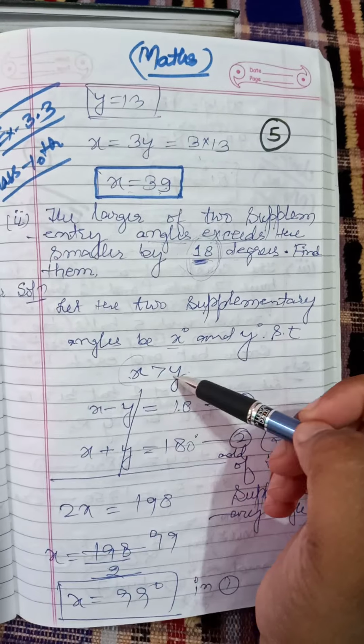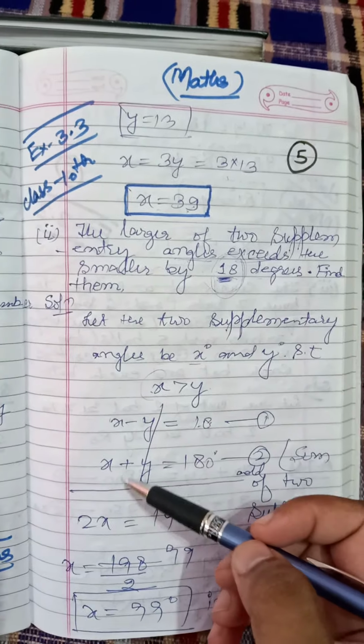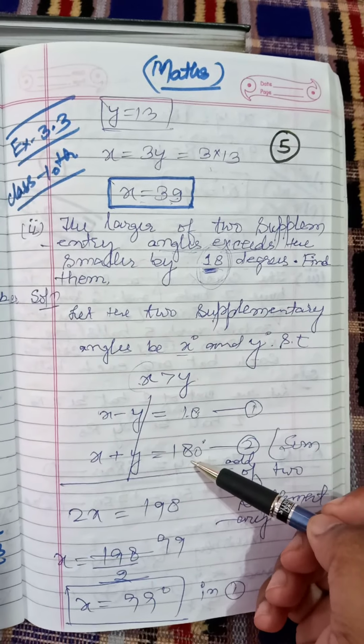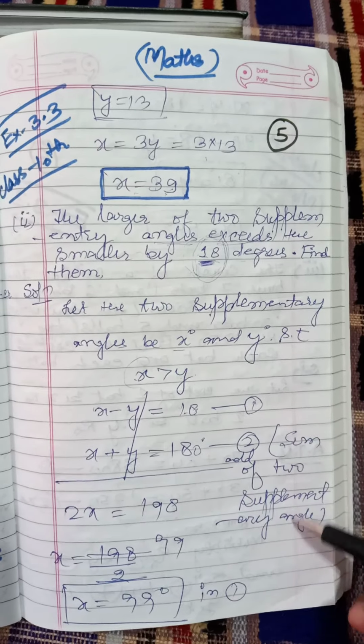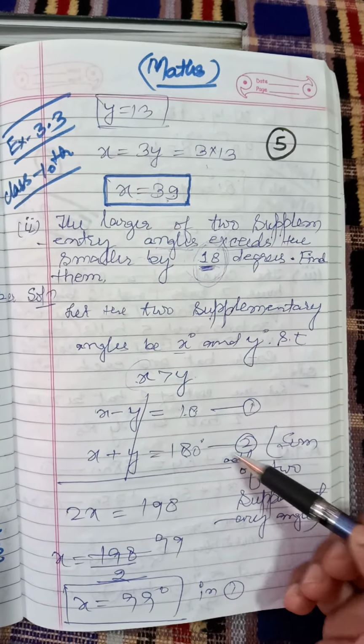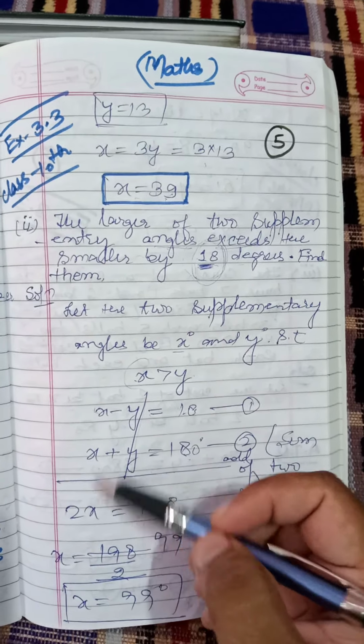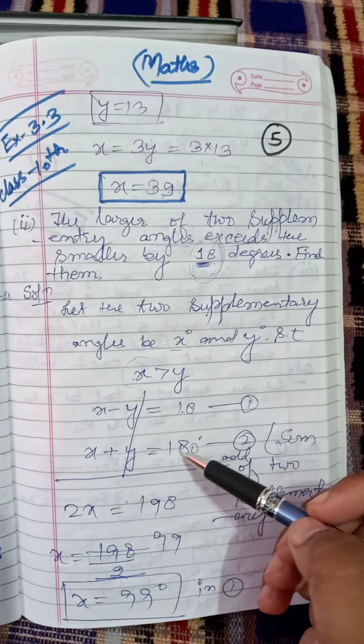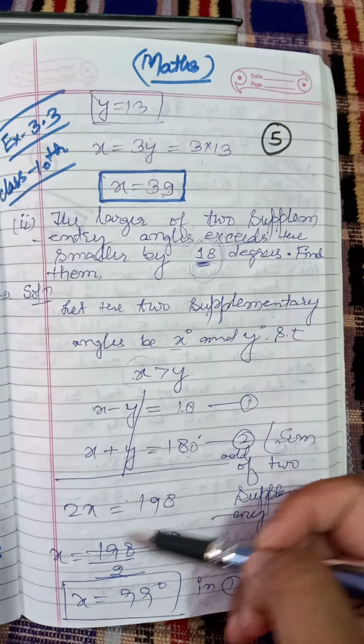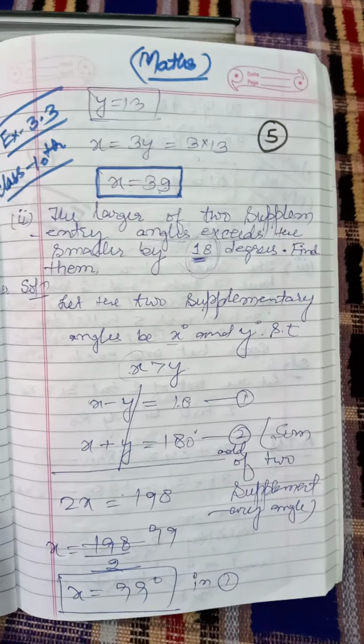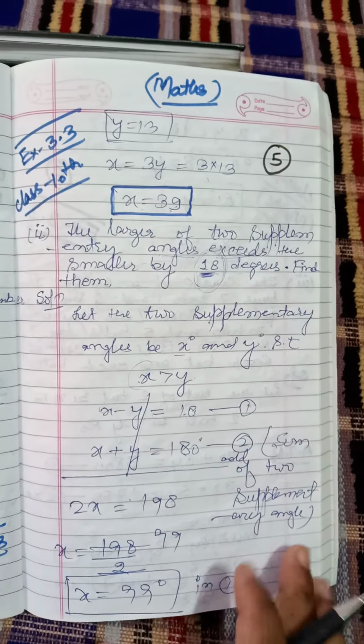The difference between these two angles is 18 degrees, and we know that the sum of the supplementary angles is 180. Sum of two supplementary angles is always 180. So we add these terms, and they cancel out. x plus x is 2x. Here it is 180 plus 18 is 198. Now we divide 198 by 2, then we get x equals 99 degrees.